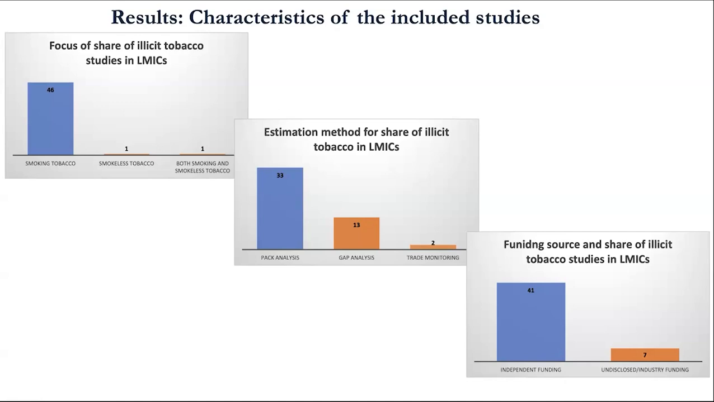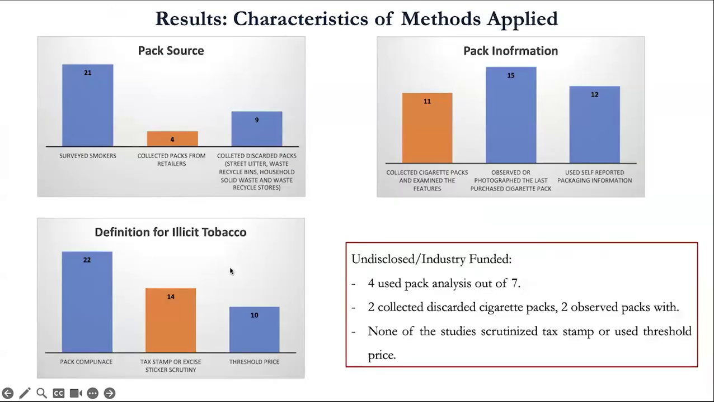In terms of the method for estimating the share of illicit tobacco in low and middle income countries, we can see that 33 studies used cigarette pack analysis for their estimation, or pack analysis of smokeless tobacco. There were 13 studies that used a gap analysis to come up with their estimation of illicit tobacco, and only 2 studies monitored bilateral export and import, what we usually call trade monitoring, to estimate the illicit trade of tobacco. Now, moving on to more detail on the methods that they used.